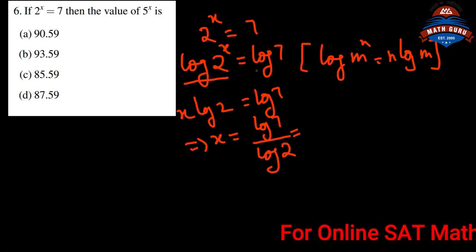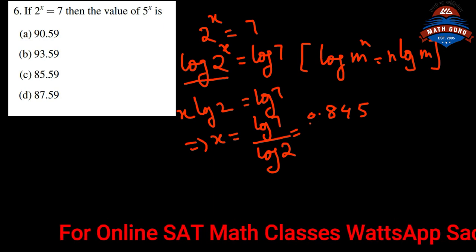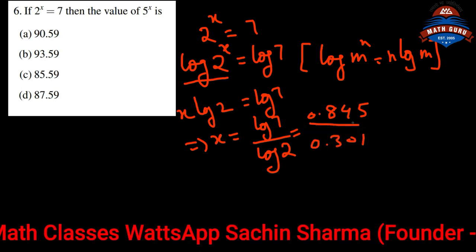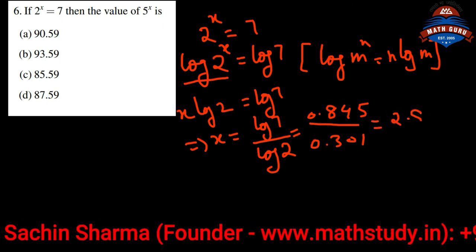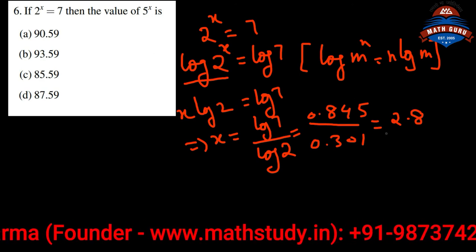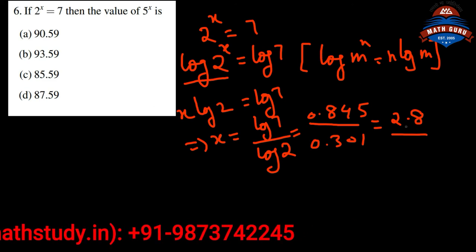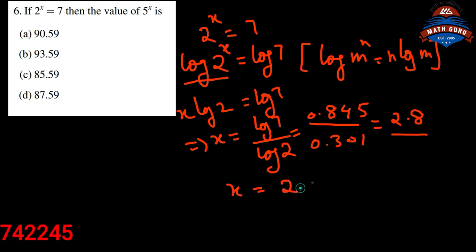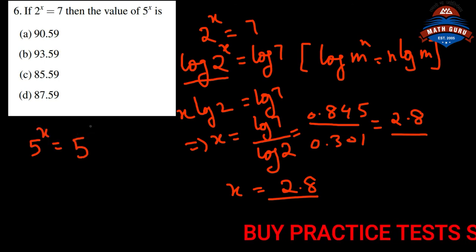0.845 divided by 0.301. After division we will get the value 2.8, right? If you divide it using your calculator, you will easily find the value is equal to 2.8. Now we got the value of x equals 2.8, right? Now we have to find the value of 5 raised to the power x. That means 5 raised to the power 2.8, right?